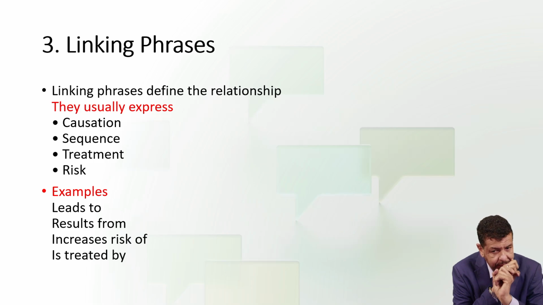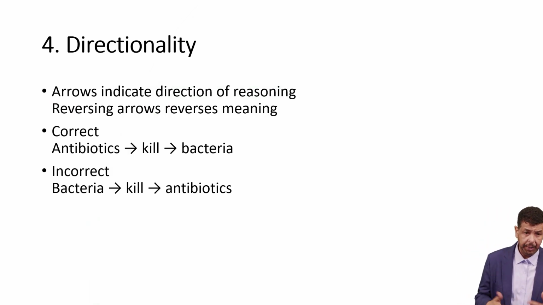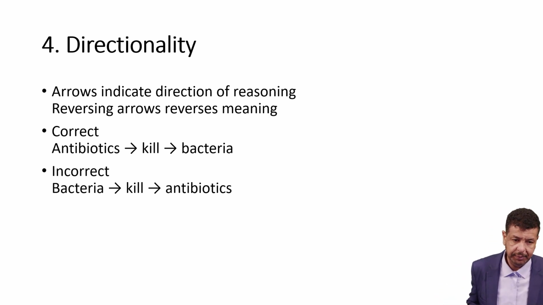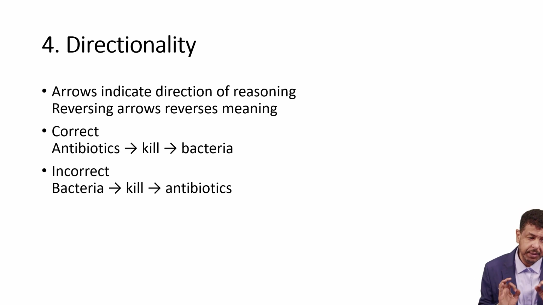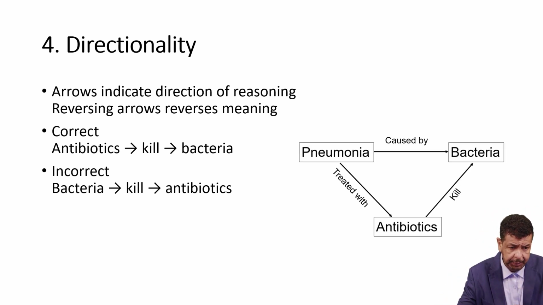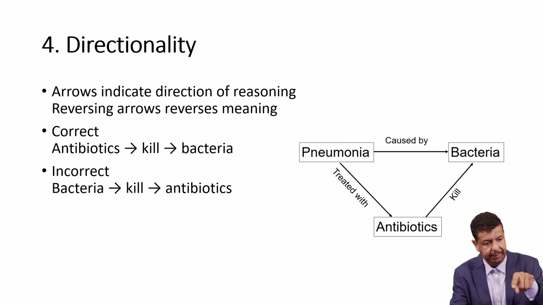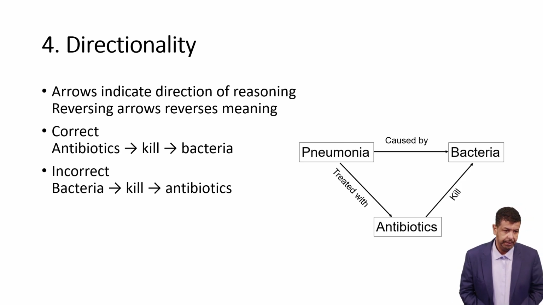What is the fourth? It is directional. Directionals, through arrows, indicate the direction of the reasoning, and reversing arrows reverses the meaning. So this is very important. For example, antibiotic kills bacteria. But we cannot make the arrow in a reverse way, because changing it would lead to bacteria kill antibiotics. So we have to be very careful with that.